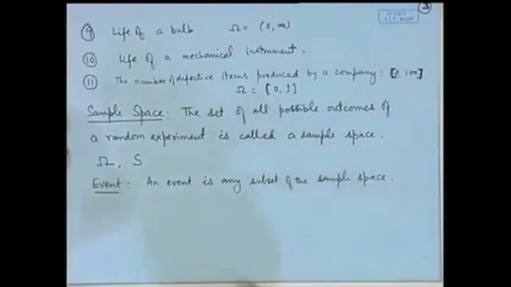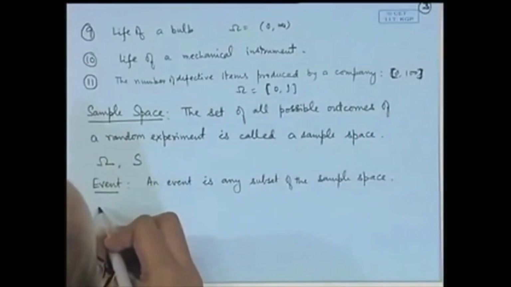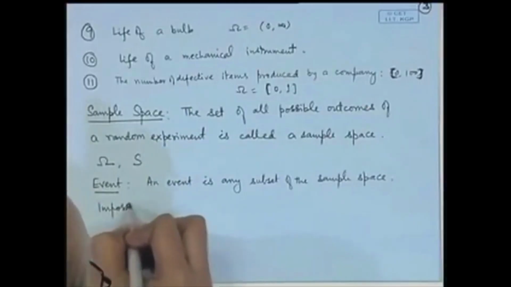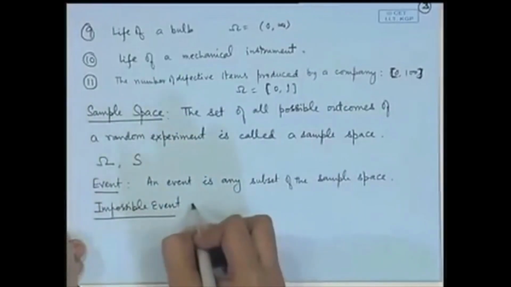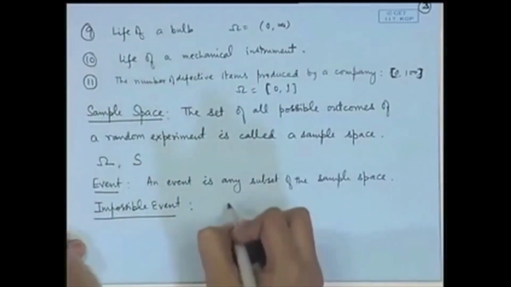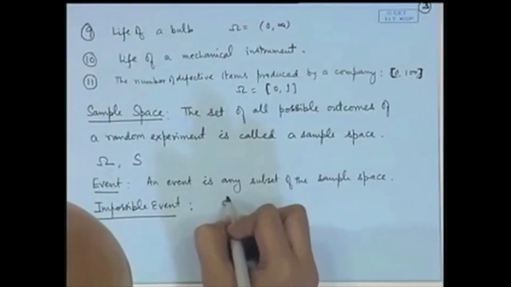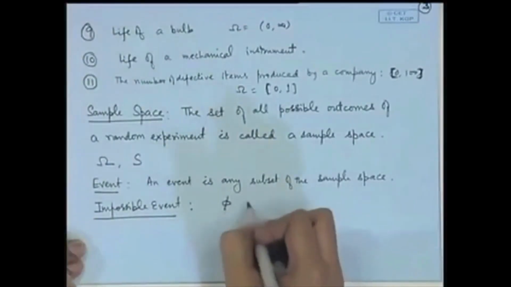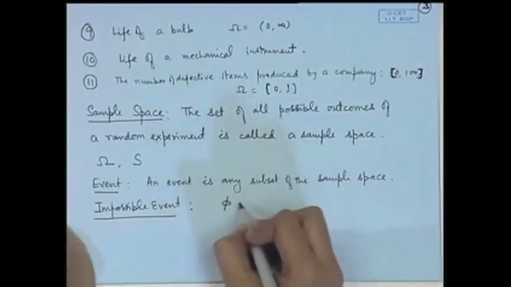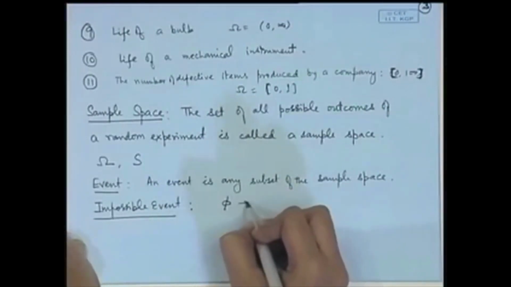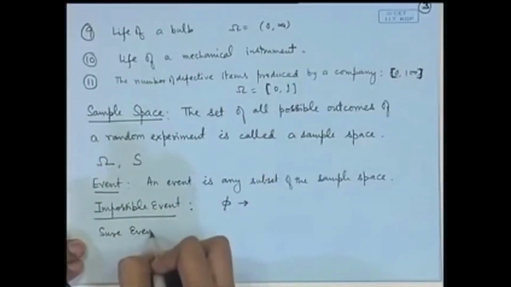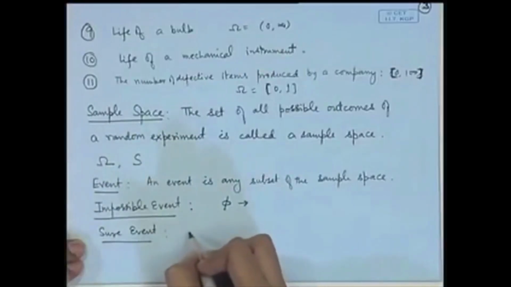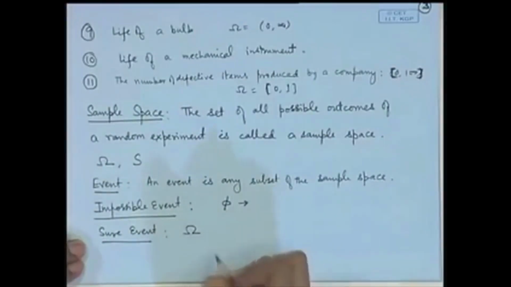Now we have various kinds of events. For example, the impossible event. Since every event is a subset of the sample space, the empty set phi, which is a subset of omega, will correspond to the impossible event. Similarly, we have the sure event. Since omega itself is a subset of omega, this denotes the sure event.